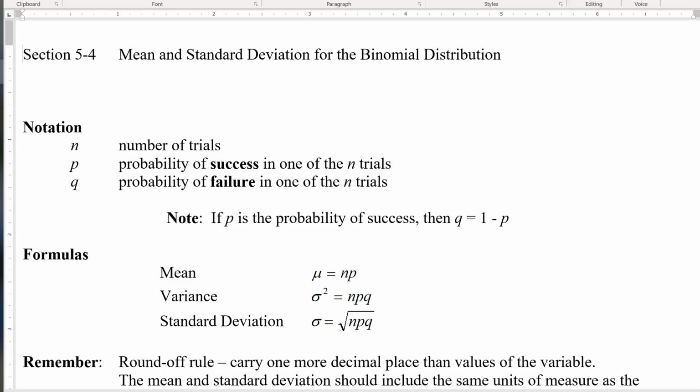So section 5.4 has just a couple, I think, pretty simple formulas for us to use. We bring up some old notations and make sure we're still comfortable with those, meaning n is the number of trials. We're dealing with a binomial, so that's a set number of trials. p is the probability of success. q is the probability of failure. Okay. We had the binomial formula.